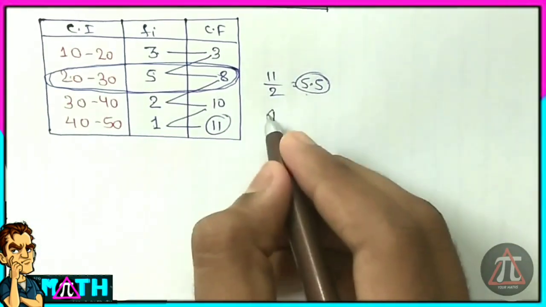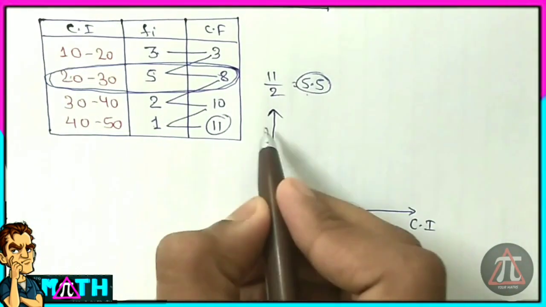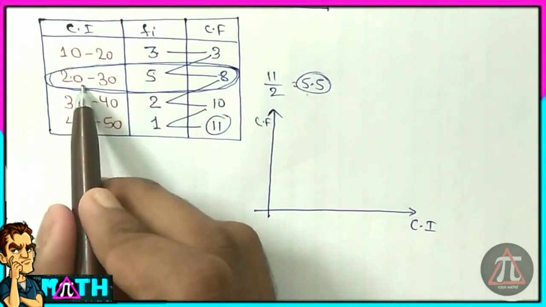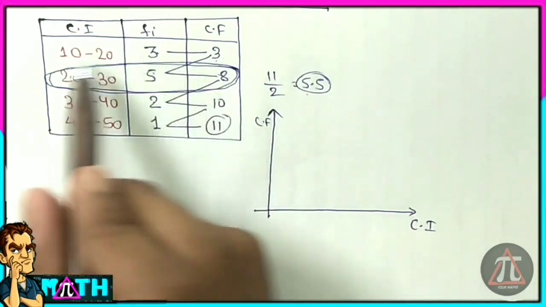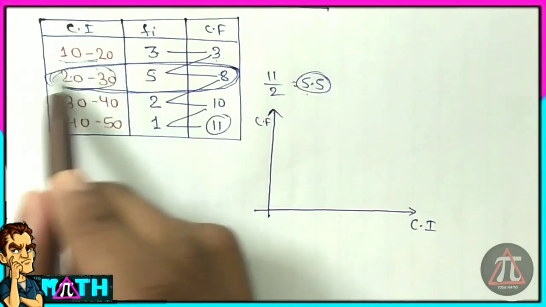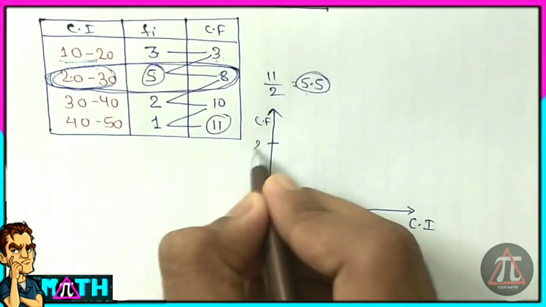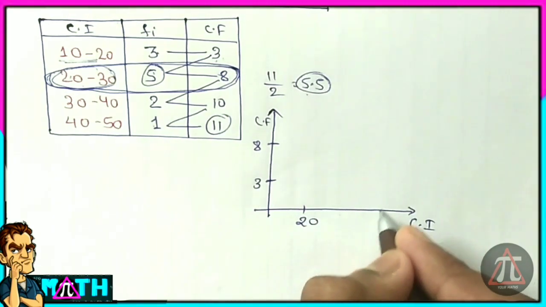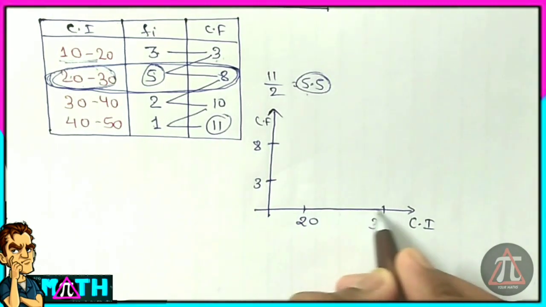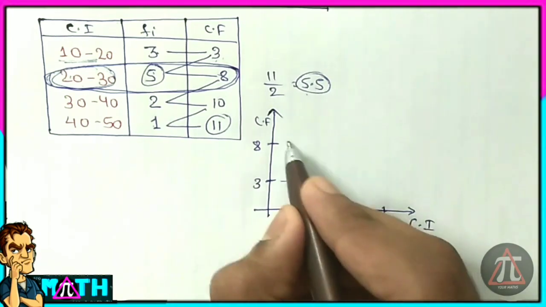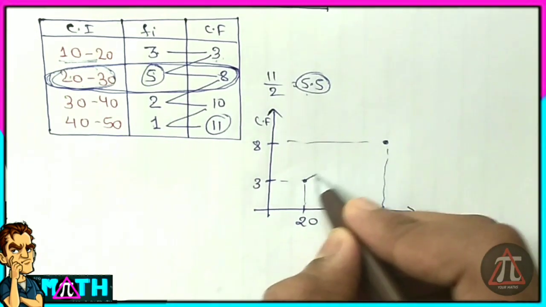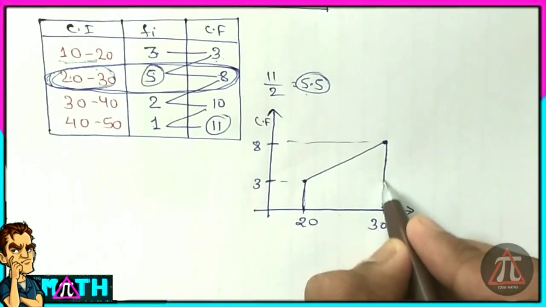Now let's plot the median class here in this graph. So this is Ci and this is Cf, which is cumulative frequency, and which lies from 3 to 8. So this 20 to 30 class lies in between 3 to 8. So it's 3 and it's 8, and Ci is 20 to 30, which is the class interval. So it's like this, as at every observation, which is Xi, the frequency is different.